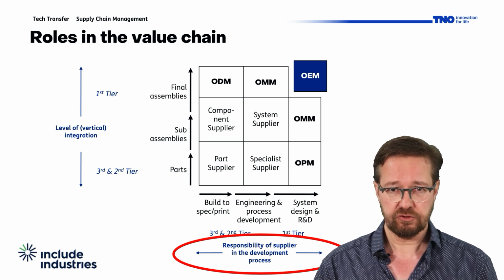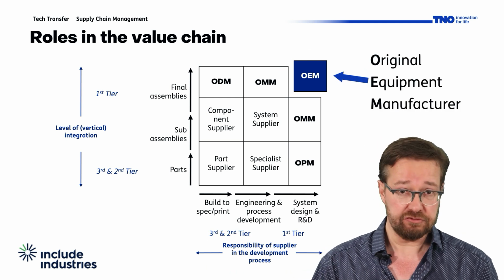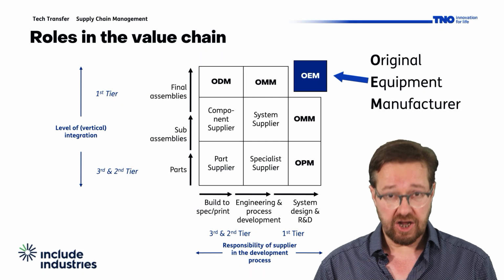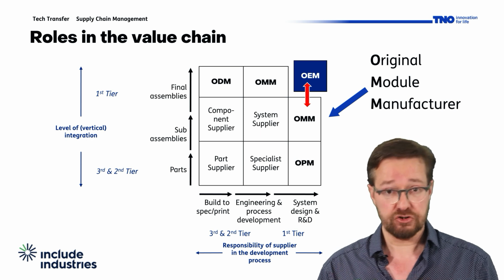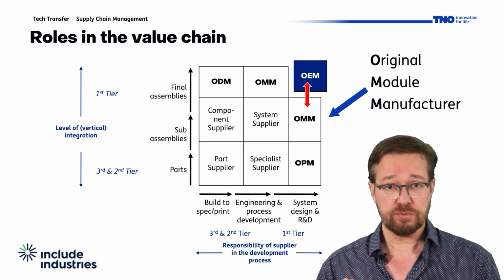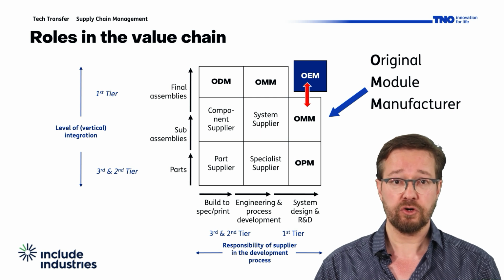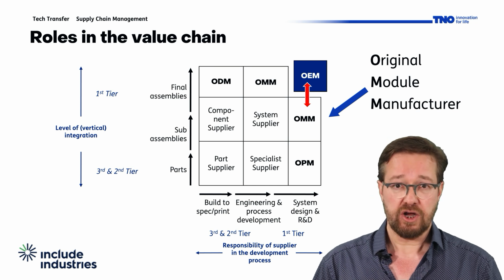But assuming you are the OEM, that is the original equipment manufacturer, then on the supply axis you usually deal directly with the OMM, or original module manufacturers. The others you deal with are generic system suppliers for subcontracted work on the OEM's own design. These are your first tier suppliers.